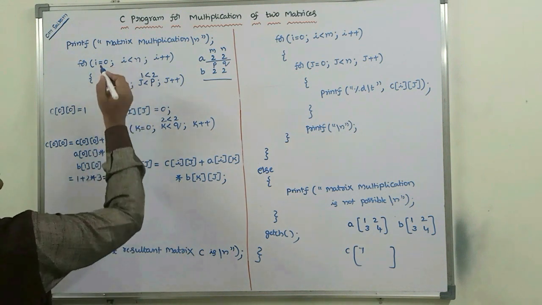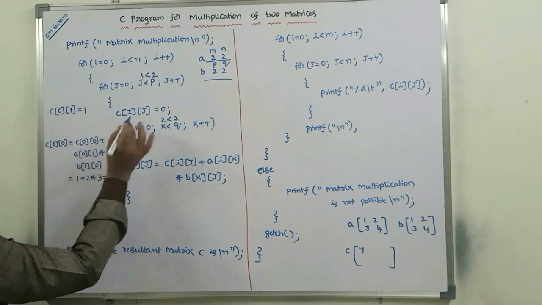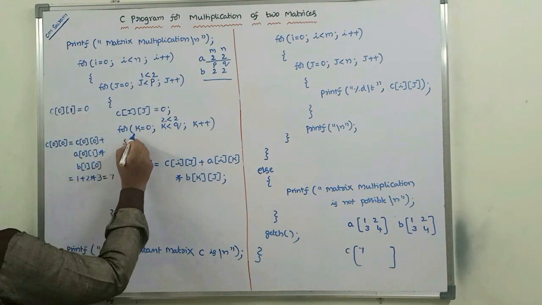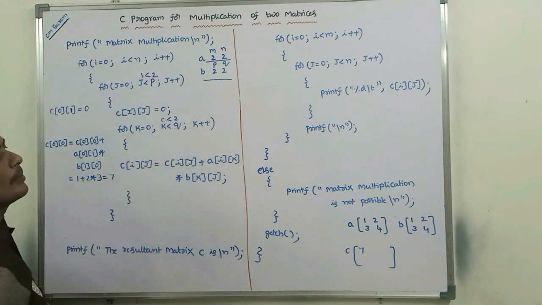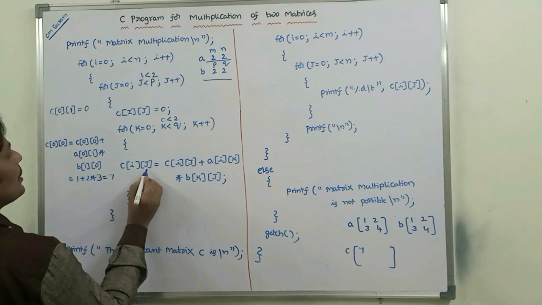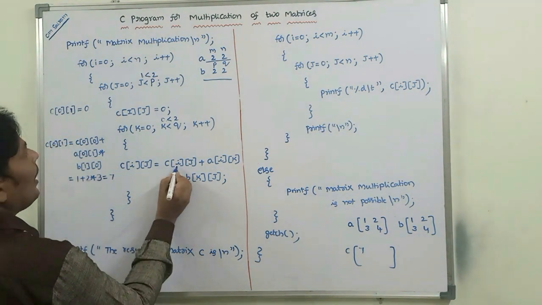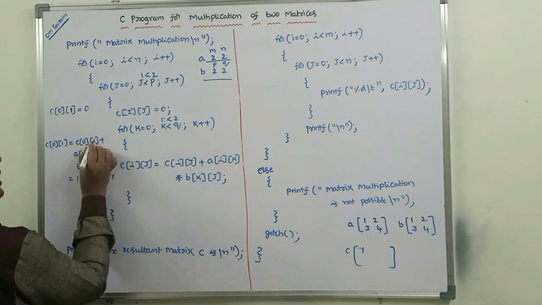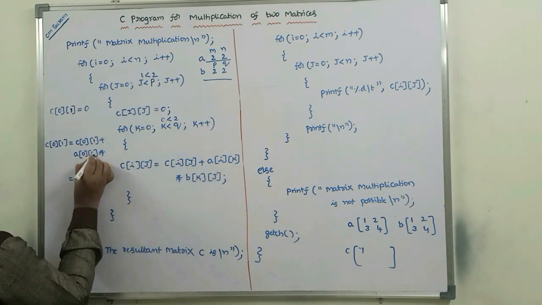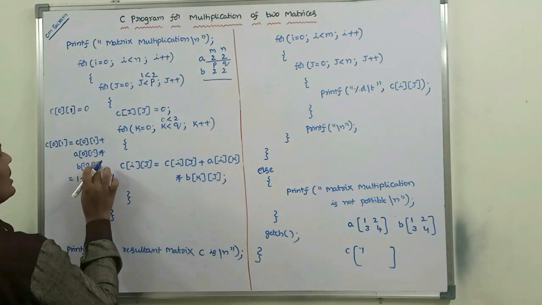C of i value 0, no change. J value is 1. So C of 0, 1 is equal to 0. Next one. K equal to 0, 0 less than 2. Condition true. Then the control goes to this for loop. C of i value 0, j value 1. C of 0, 1 we have to calculate is equal to C of 0, 1 plus A of i k. I value 0, k value is also 0. Into B of k value 0 and j value is 1.